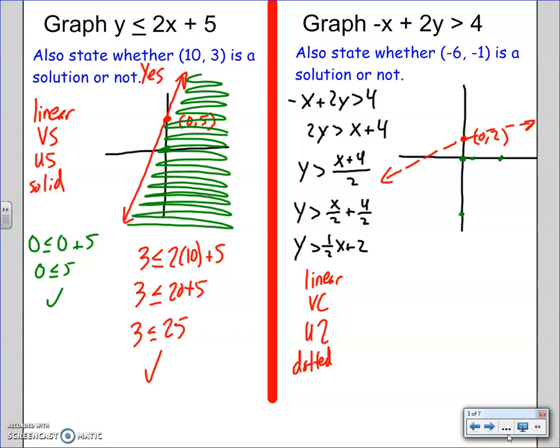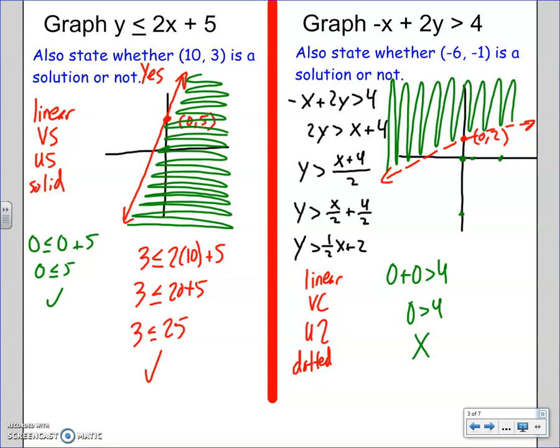All right, let's plug it in and see what happens. I'll plug into the original equation. You could use this equation right here, but the original is really nice, especially for standard form. Negative 0 is just 0, plus 2 times 0 is 0. It's greater than 4? 0 is bigger than 4. That is false. So my test point 0, 0, or any other point I picked down there was not true. That's the wrong side. So instead of shading the bottom, I'm going to shade the top. So everything up here is a solution.